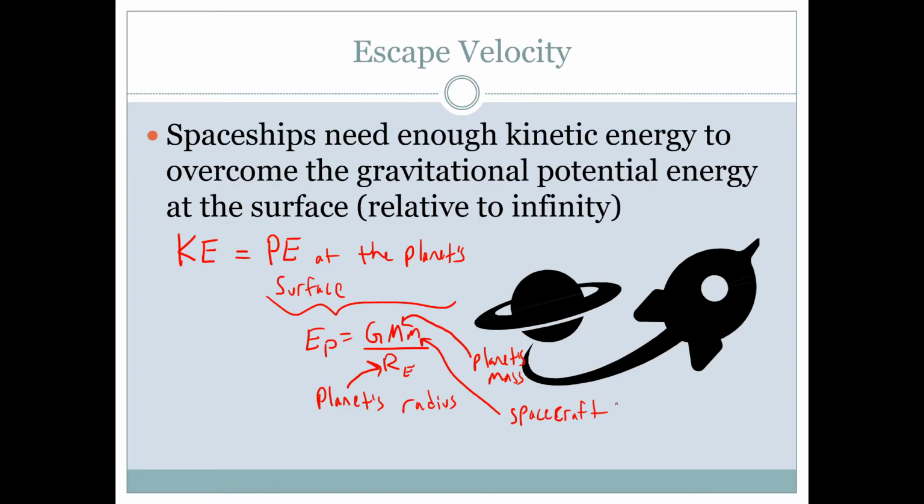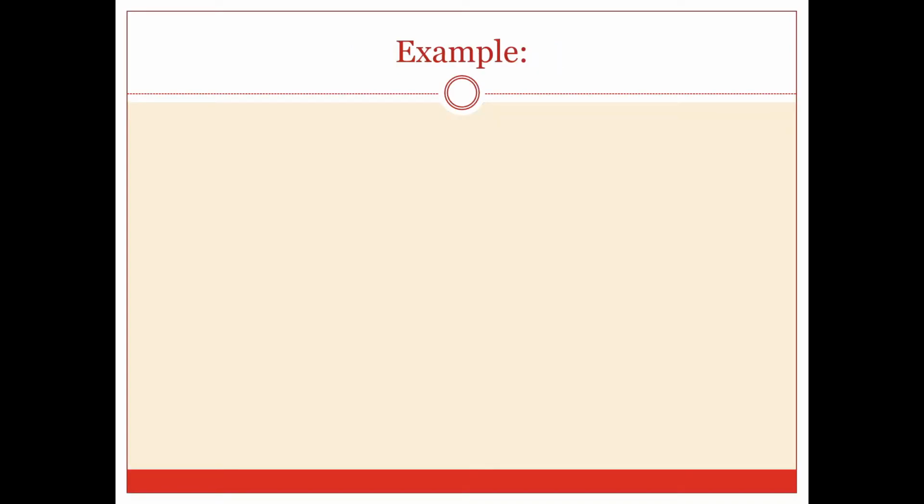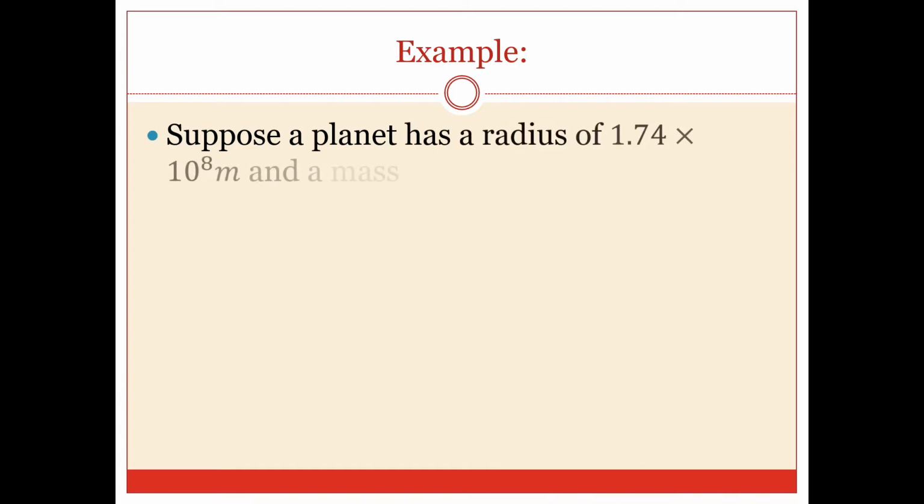So by knowing this, we can then set the kinetic energy of our spacecraft equal to this potential energy, the gravitational potential energy of the Earth, I guess, dragging something from infinity towards itself.